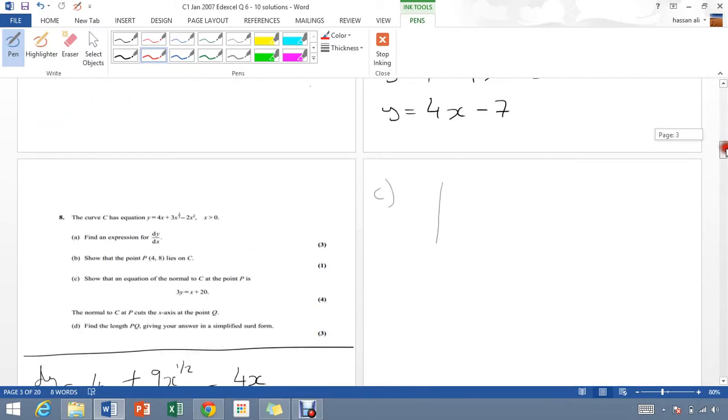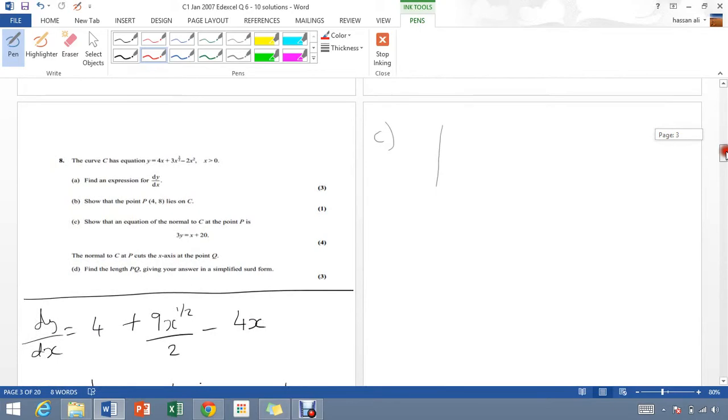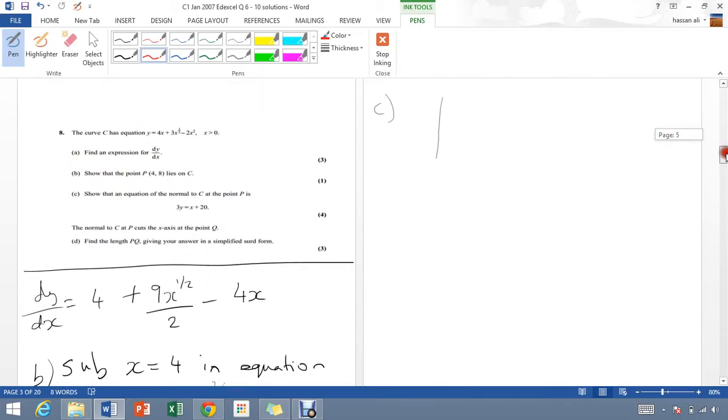Right, moving on to question 8. It's saying the curve C has equation y equals 4x plus 3x to the power of 3 over 2 minus 2x squared. Find an expression for dy/dx. Again, you're differentiating. So 4x will give you 4, plus 9 over 2 x to the power of a half. Remember we're just multiplying by the power. So 3 over 2 times 3 will give you 9 over 2. You're taking away 1 from 3 over 2, which will give you half. And then 2 times 2, which is 4, so it just gives you minus 4x.